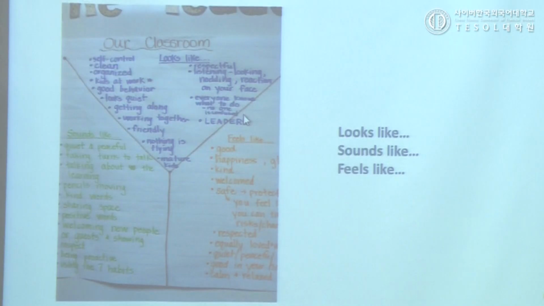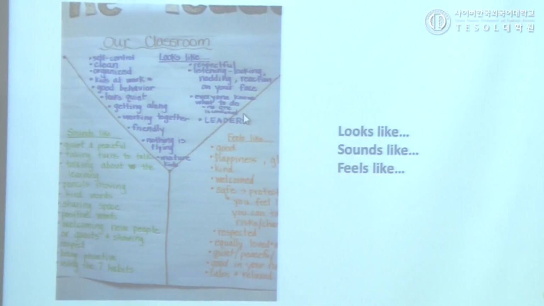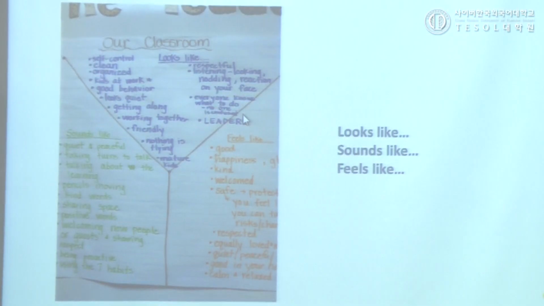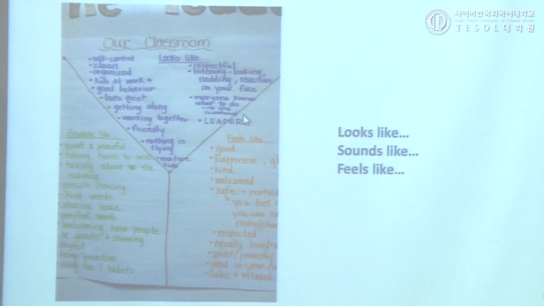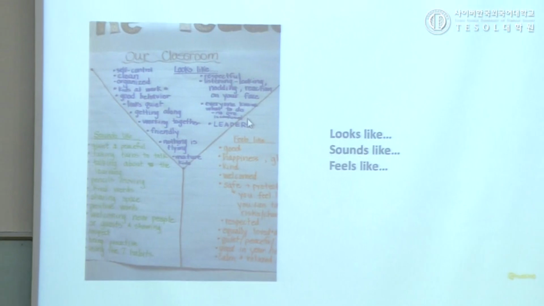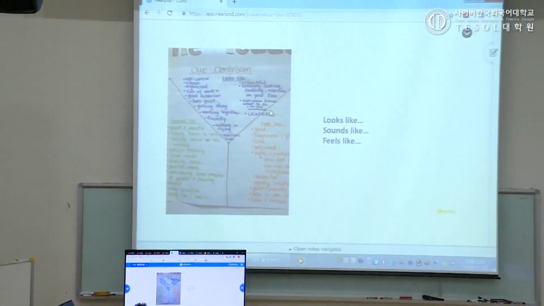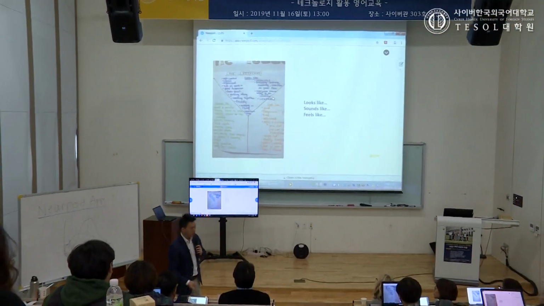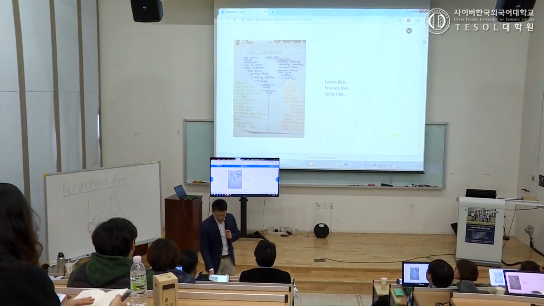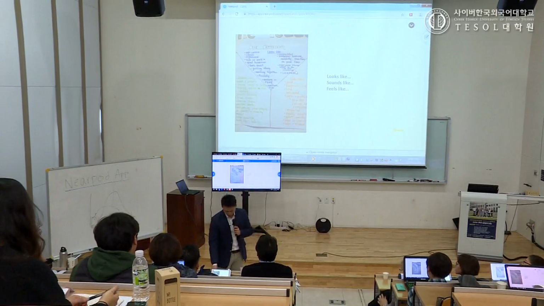So what you see here is a picture of a chart, and it's divided into 3 categories: looks like, sounds like, and feels like. We have actually been practicing this for the last 15 minutes in this lesson. If you do this activity, you may have students get a big piece of paper and divide it into 3 categories. What does it look like? What does it sound like? And what does it feel like?